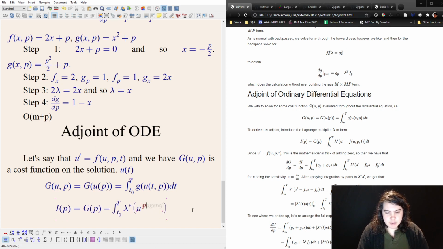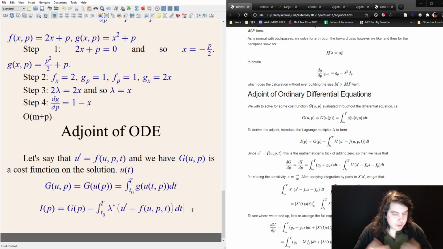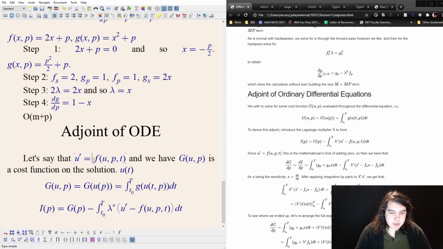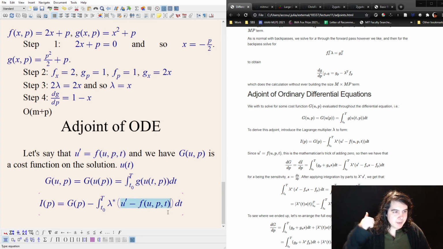I'm going to write this down, and then I'm going to explain a little bit. So this is the integral of f of u, dt. And now you're going to say, Chris, that makes no sense. We know that u prime equals f of u, p, t. That is the definition of the ODE. And so for every t, this is equal to 0. And I'm going to say, you're right. At every single point in time, this is equal to 0. So this integral right here is equal to 0. And so therefore, I of p equals g of p.